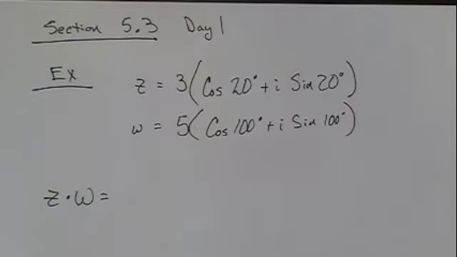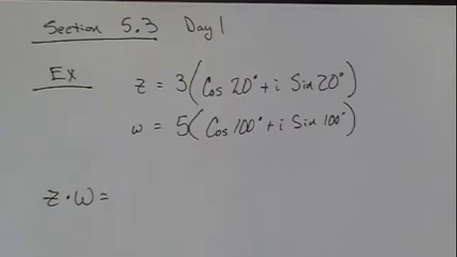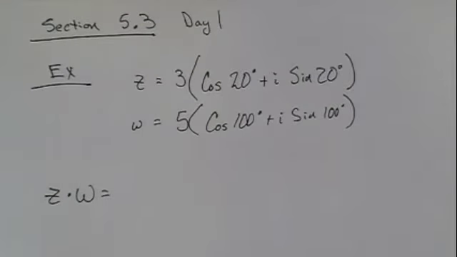Okay, so for this example, we're now going to actually multiply and divide these two complex numbers. So we have z and w, and I want you to multiply and divide those. So pause the video, and then we'll check our work.